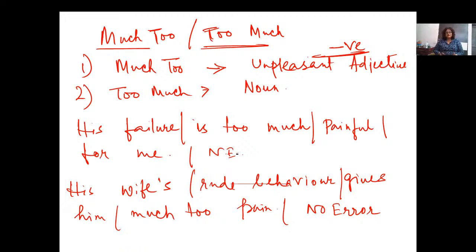Statement, ment words are always used as nouns. In the same manner, pain is a noun, or painful is an unpleasant adjective. So what did I say before? What is our point of discussion? When we take much too, we have to take an unpleasant adjective. And when we take too much, we have to take a noun. Can you guess which will be the correct option, and what is the correct sentence and what is the wrong sentence?